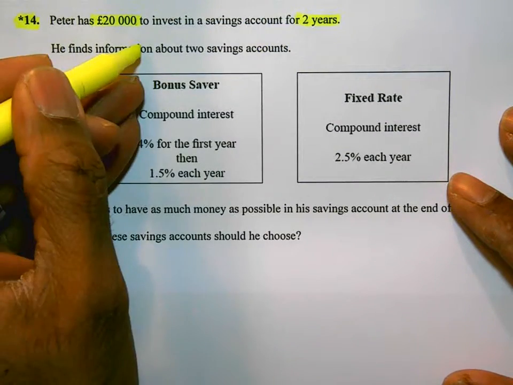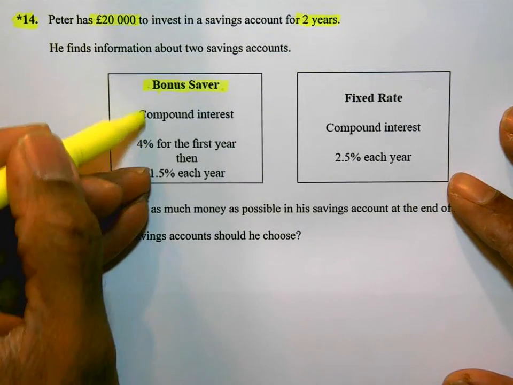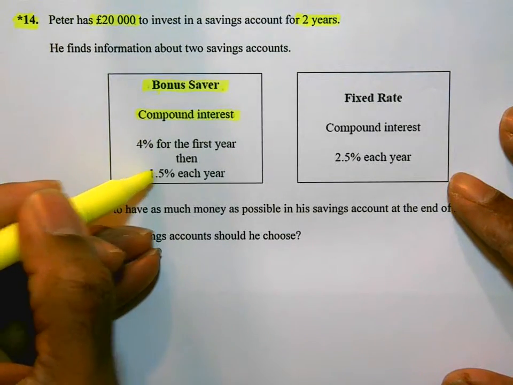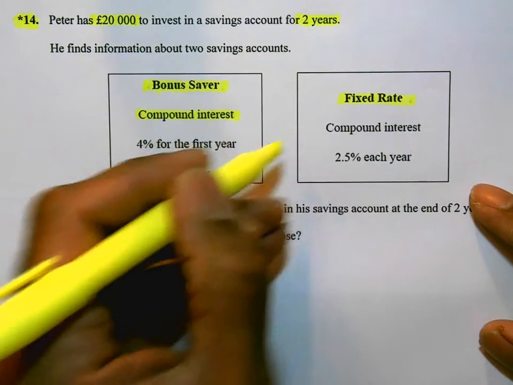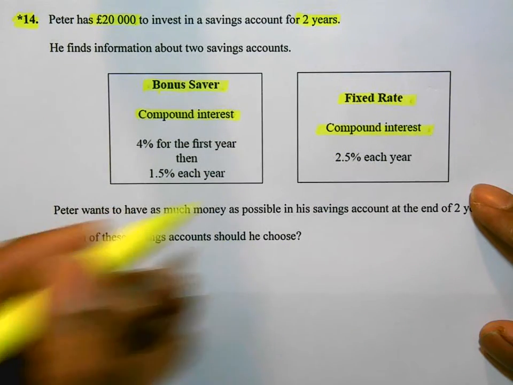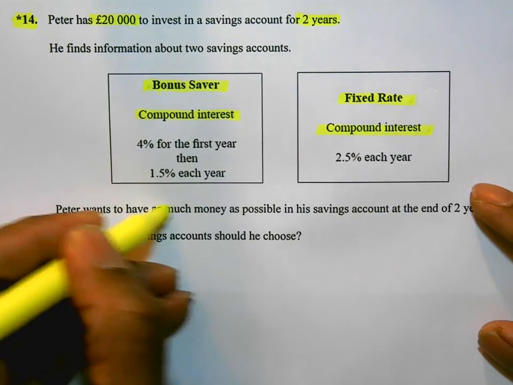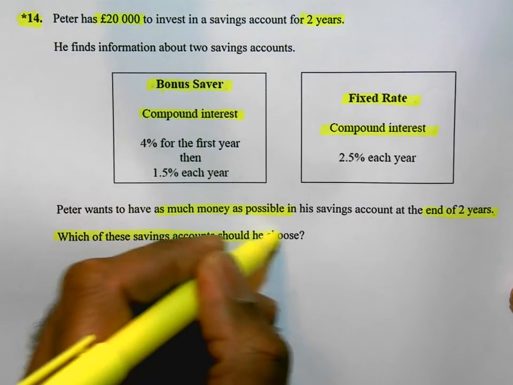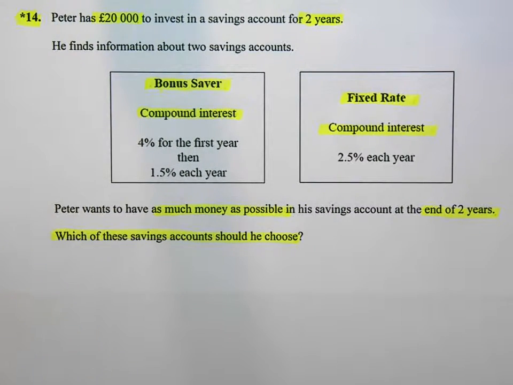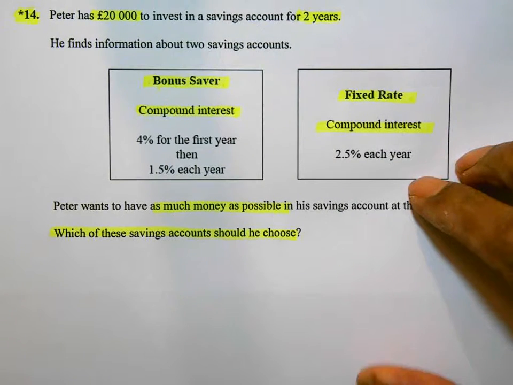He finds the information about 2 savings accounts. He has Bonus Saver, which offers compound interest, 4% for the first year, then 1.5% each year after that, and then Fixed Rate, which is compound interest as well, at 2.5% each year. Peter wants to have as much money as possible in his savings account at the end of 2 years. Which of these accounts should he choose? So at the end, we need to write a sentence to say Peter should choose one or the other of the accounts because it'll give him more money.